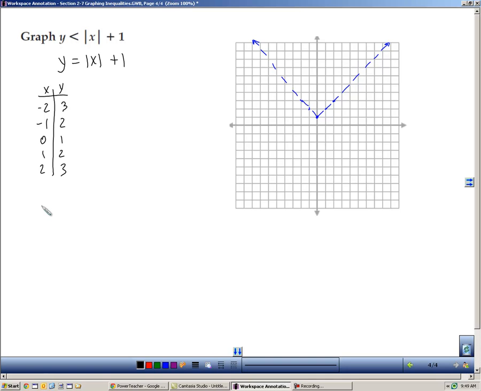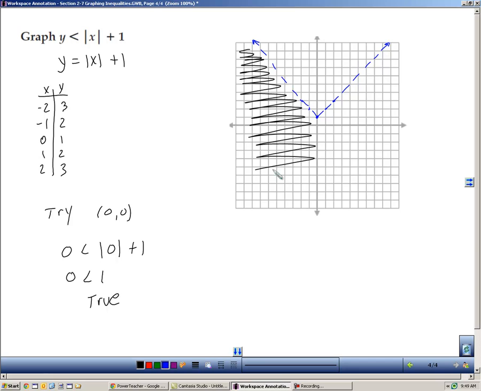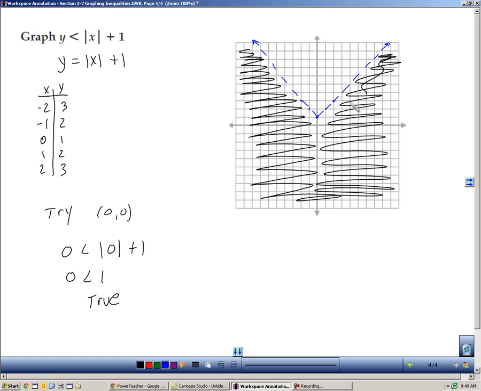And the last thing we have to do is we have to try a point to determine the shading. So I'm going to try 0, 0. 0, 0 is below, and I'm going to put it back into the original function. So 0 is less than the absolute value of 0 plus 1. That is a true statement, which means 0, 0 is on the true side, so I want to shade everything that's below this boundary line. So here's what my graph will look like for the absolute value function.